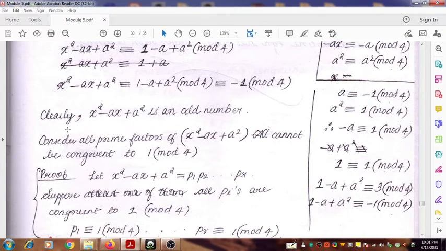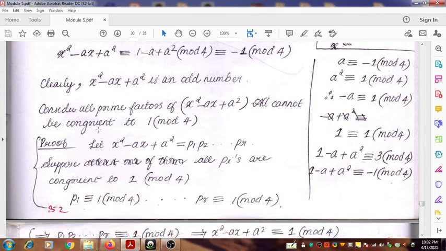Clear. Then clearly this congruence says that x square minus ax plus a square is an odd number, since this quantity is congruent to minus 1 mod 4. Then we consider all prime factors of x square minus ax plus a square.